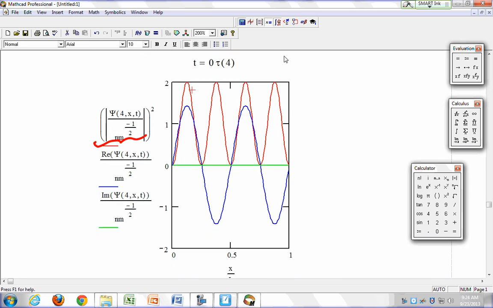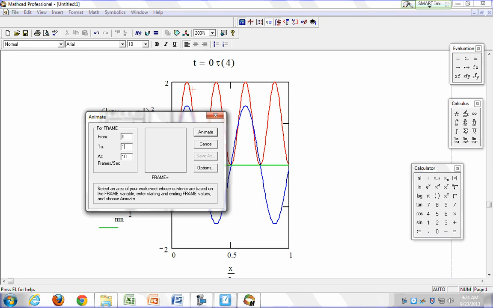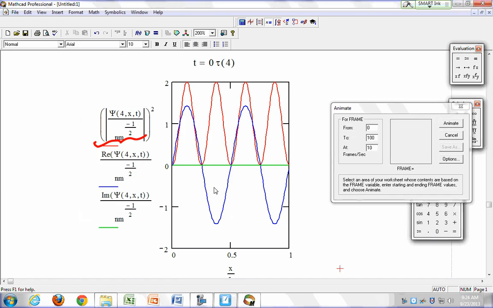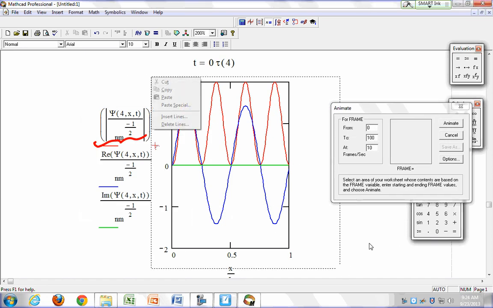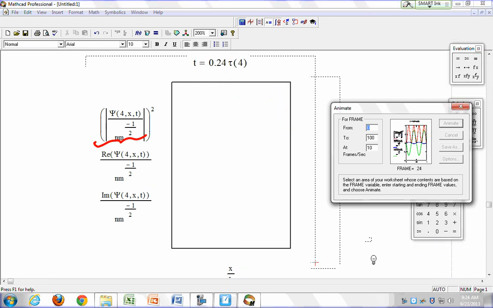So I'm going to animate this: view, animate. I'm going to do 100 frames. Since I'm going to step it, each frame will step it 1% of a period. 100 frames will give me one entire period. Then I'm going to select this section to animate, hit animate.